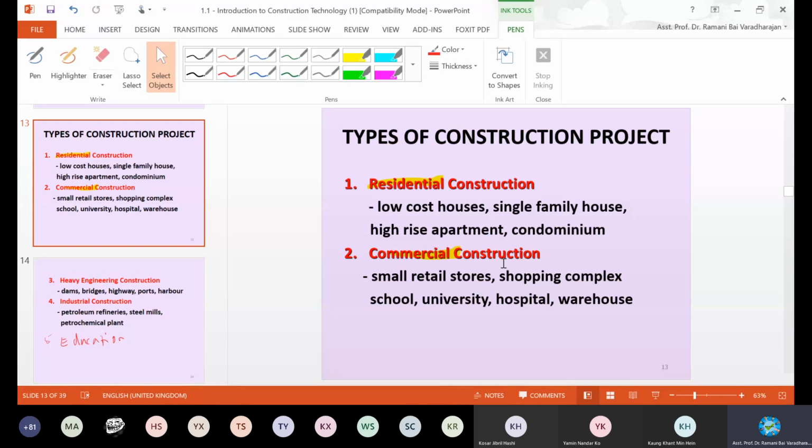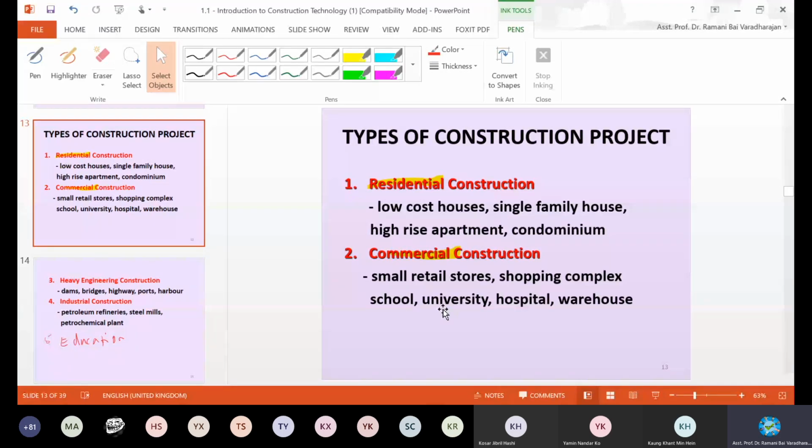Commercial construction: small retail stores, shopping complex, schools, university, hospital, warehouse, and so on. But schools and universities are not really commercial construction, right? Although with private schools and private universities they make money, there is a real kind of trading, something is coming in, something is sold, so a real kind of cash flow is there. Then we can call that commercial. Here there is some service in it, so it should be categorized in a different way. There is service, not a direct flow of money, so it can be classified differently.